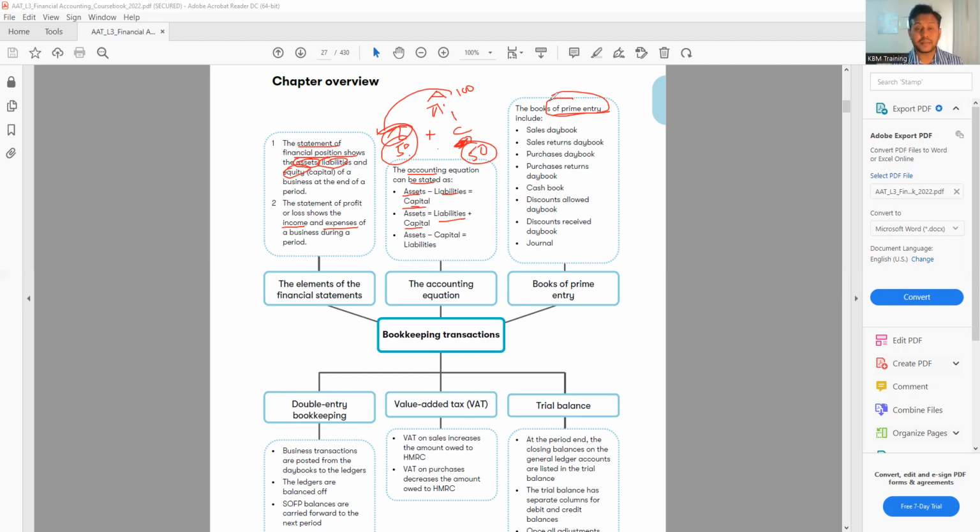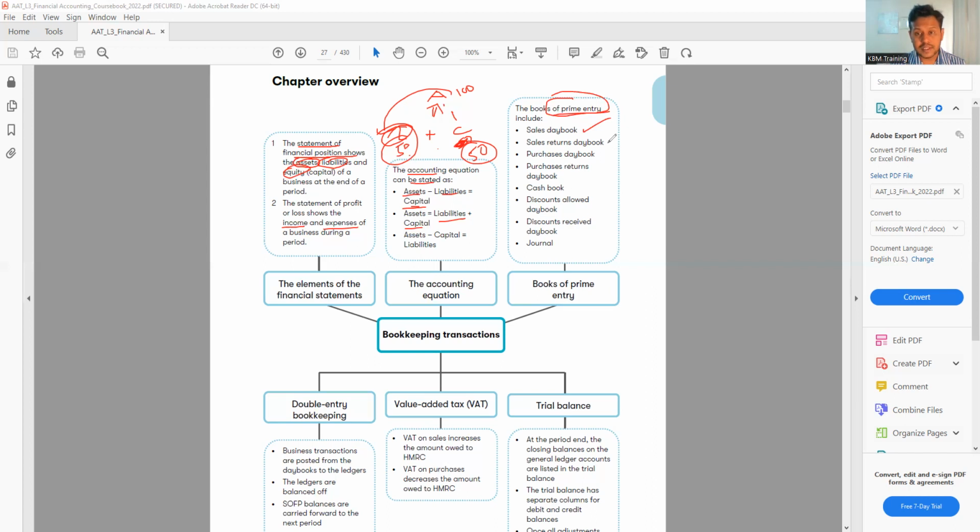Some records are very important to keep. That's why we call it the book of prime entry. So the books of prime entry include the sales day book. In the sales day book, we record only the credit sales. Remember that there is no cash sale in the sales day book.